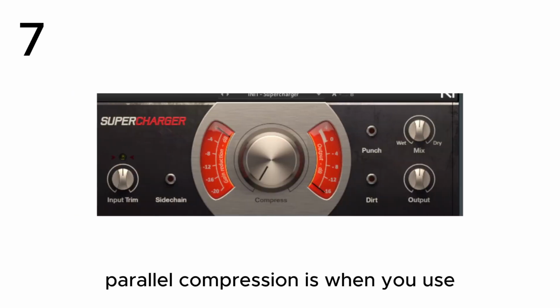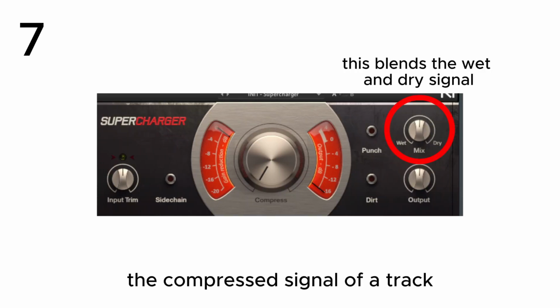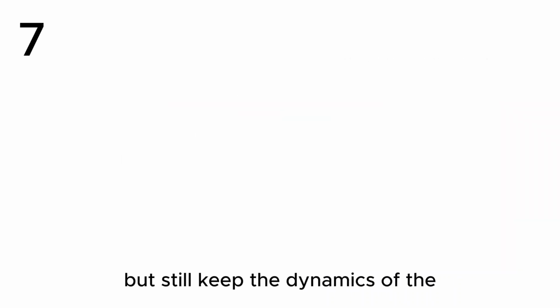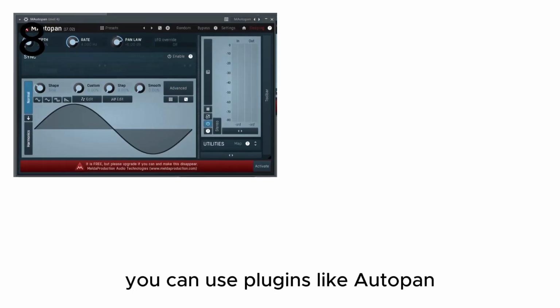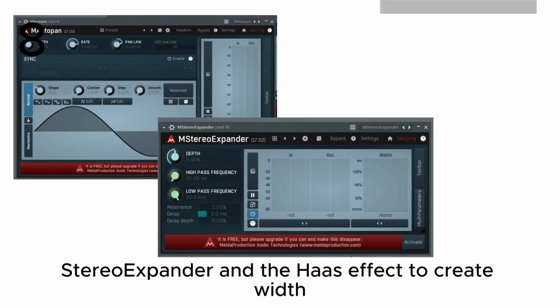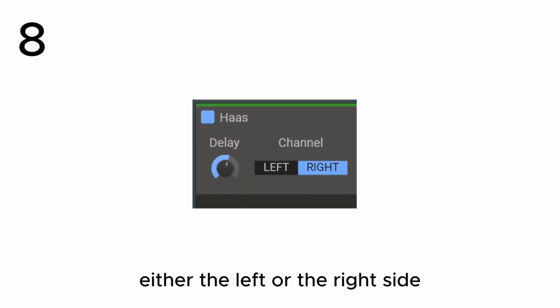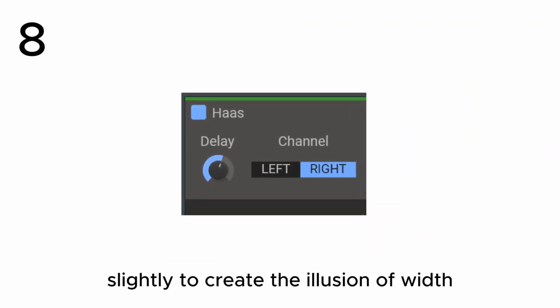Parallel compression is when you use the uncompressed signal and combine it with the compressed signal of a track. This means that you will get the tight punch of the compressed signal, but still keep the dynamics of the uncompressed. You can use plugins like Autopan, Stereo Expander and the Haas effect to create width. The Haas effect delays either the left or the right side slightly to create the illusion of width.